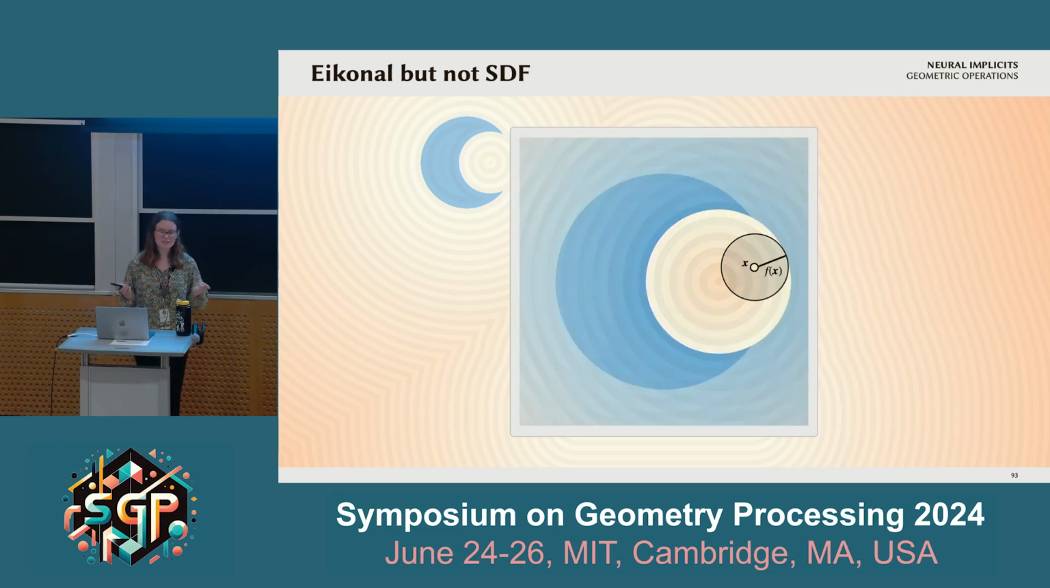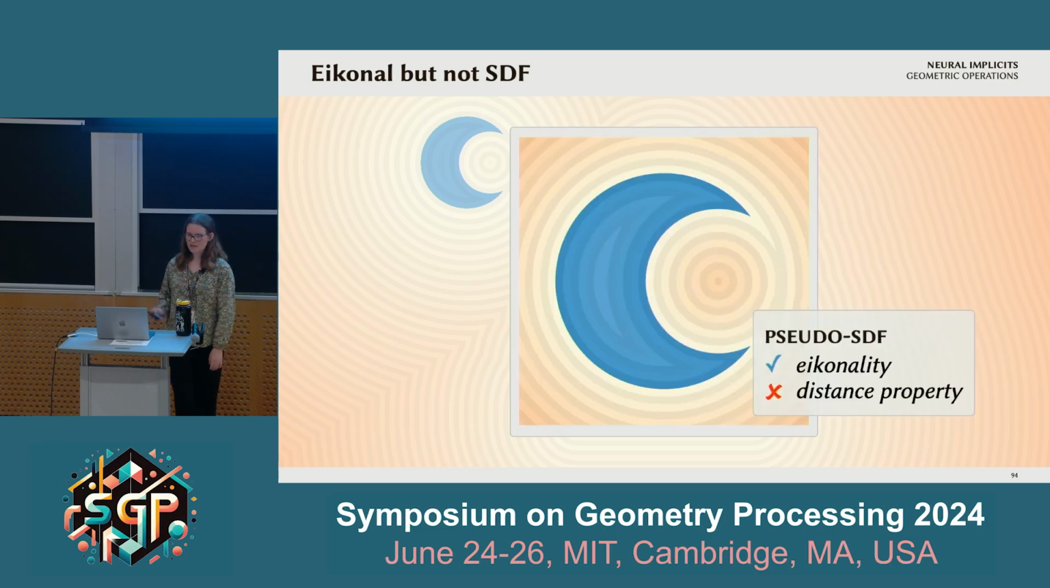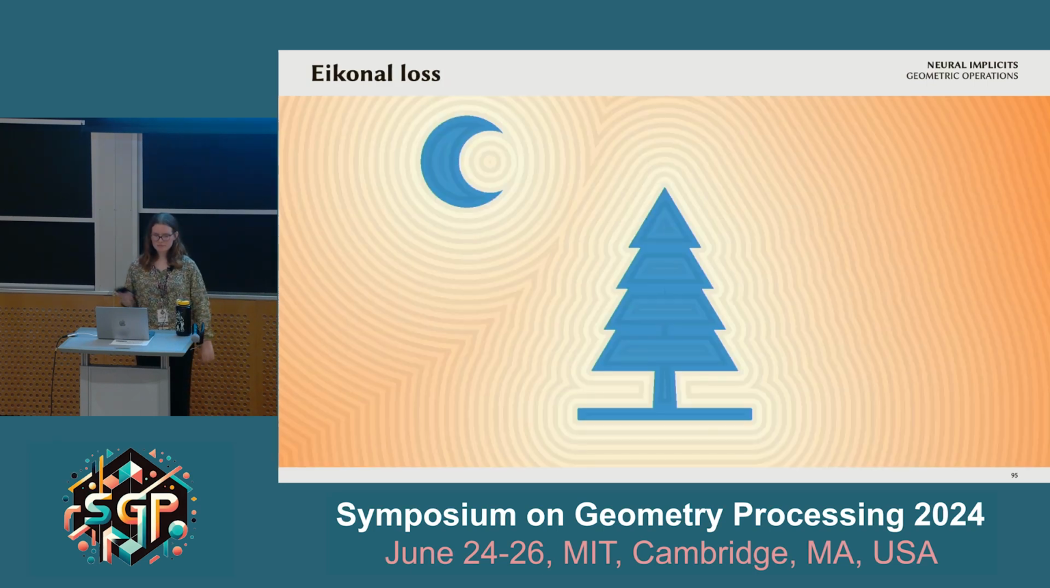It's actually encoding the distance to a surface that was in the original shapes we intersected, but is no longer in the intersected shape. And so I call this type of function a pseudo-SDF. We define pseudo-SDFs to be these fields that are eikonal, which we can see from the fact that the isolines are evenly spaced, but they do not obey the distance property.